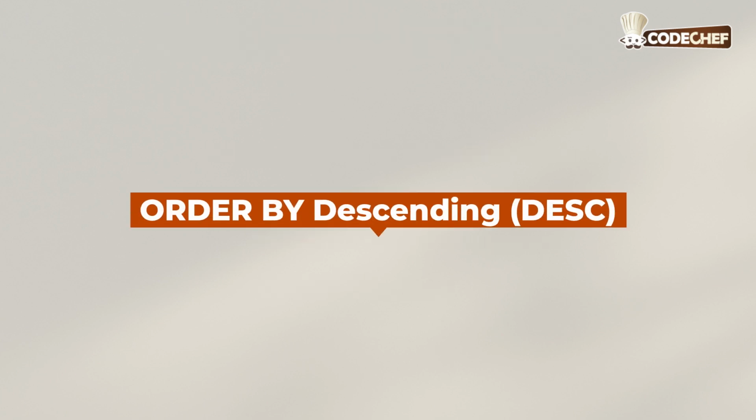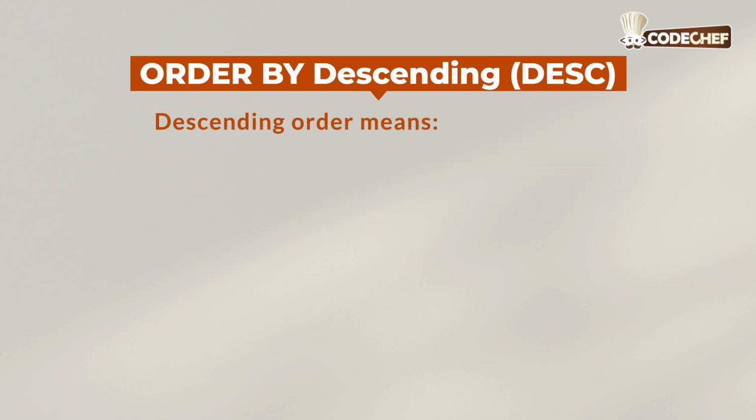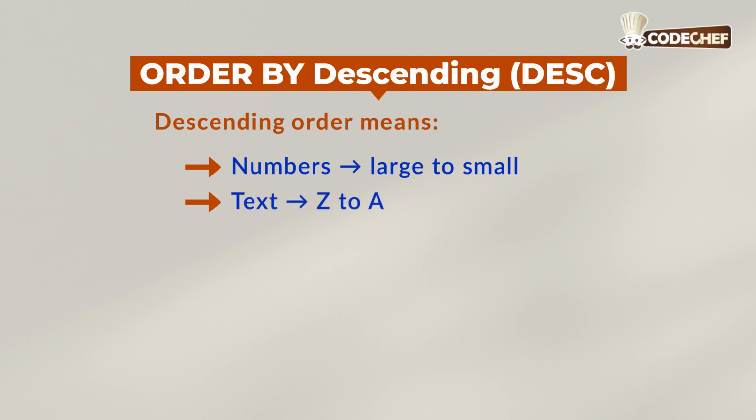Next syntax is order by descending, and here for descending we write the keyword DESC. Now descending order means if we want to arrange in terms of numbers, then it will be arranged from large to small numbers, and if we want to arrange the data on the basis of text in descending order, then the pattern followed will be from Z to A.